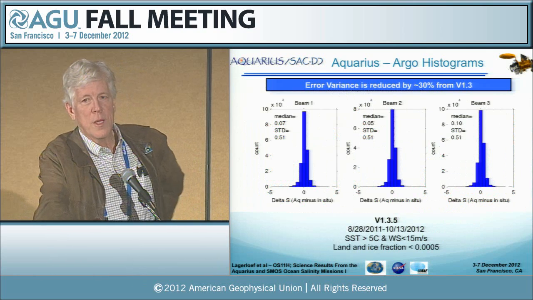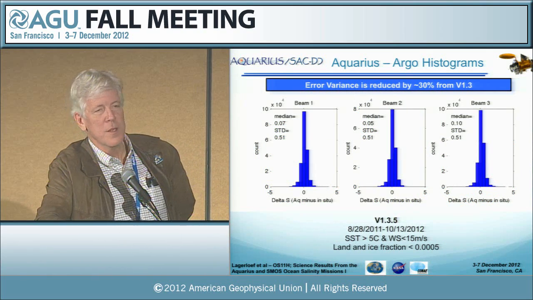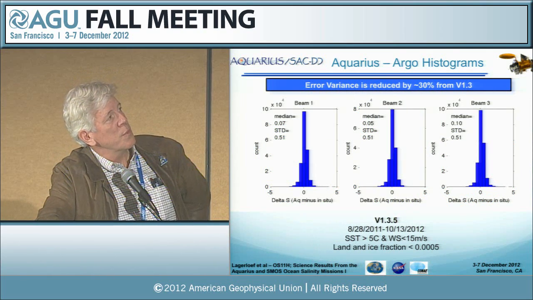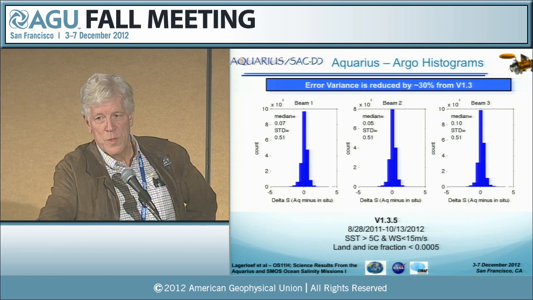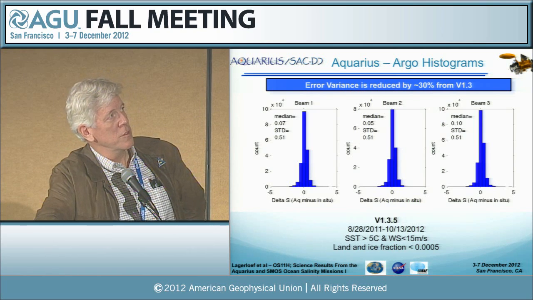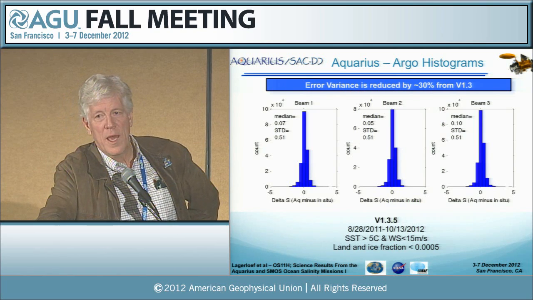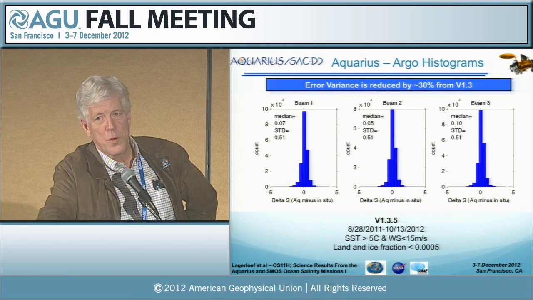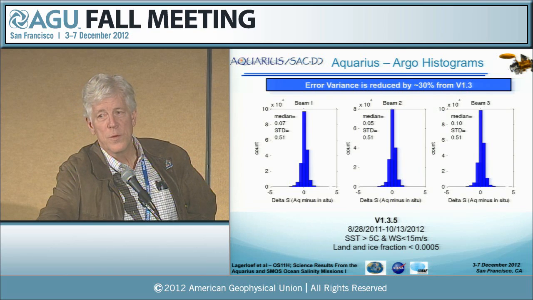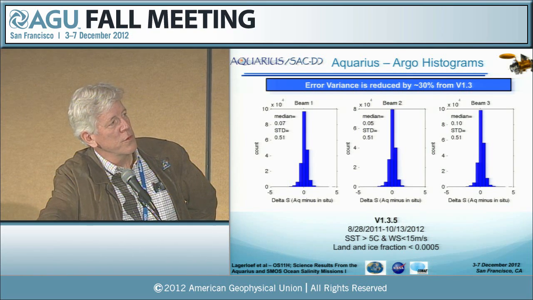Okay, these are histograms separating the data out into the 3 different measurement beams that I explained to you earlier. So beam 1, 2, and 3. Generally, the standard deviations for point measurements, now, no averaging is being done here, these are just point comparisons, are around half a PSU. We were at over 0.6 PSU with version 1.3 data, so we've definitely improved on things.